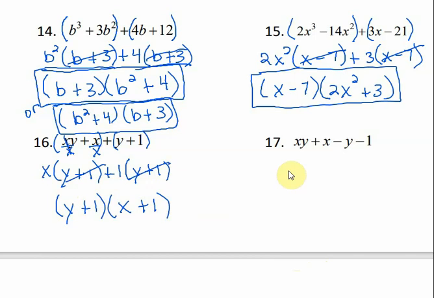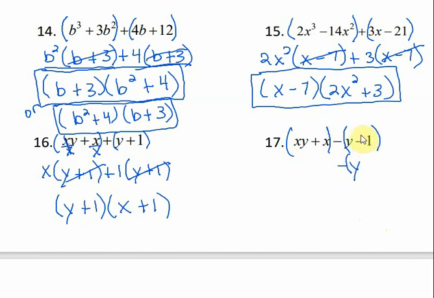Okay, in number 17, again, we don't have anything in common. So we're going to go ahead and put parentheses around the first two. Now this one is different than number 16 because the sign in the middle is negative. Now this is something you have to be very careful about. Anytime we're doing grouping and the sign in the middle is negative, when we put up the parentheses, it's kind of like we're going backwards from distributing. And so this was a negative y. Once I put up the parentheses, it changed that y to a positive y inside the parentheses.